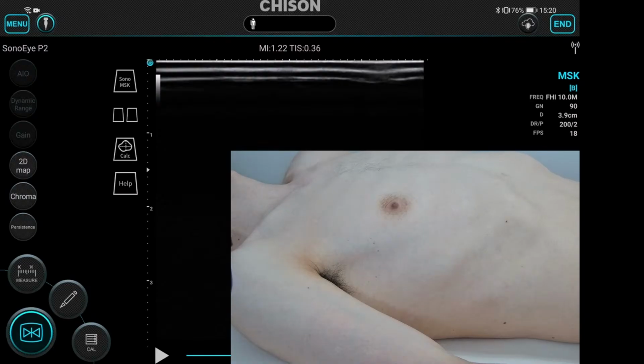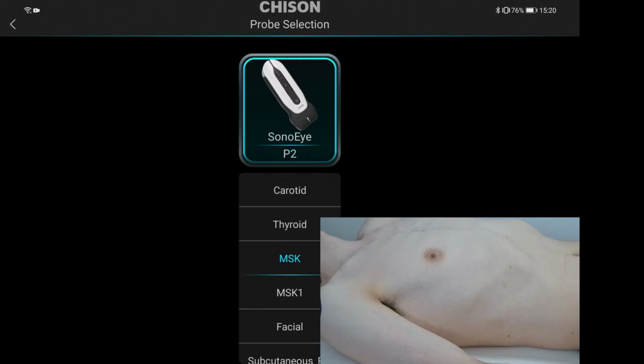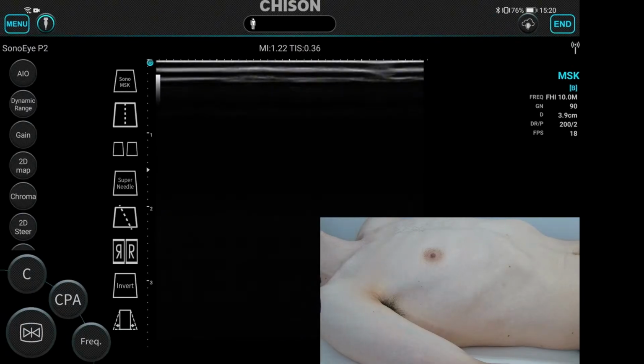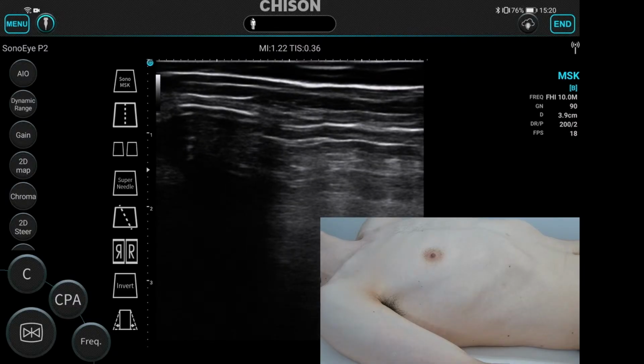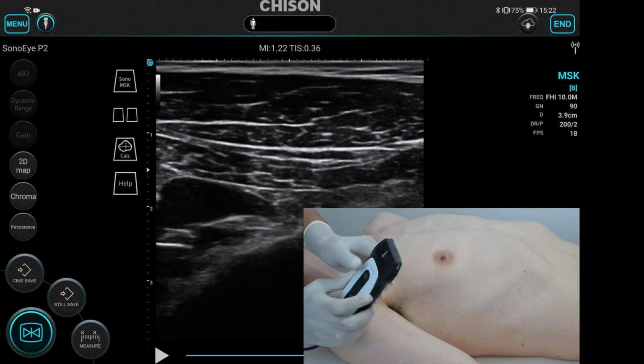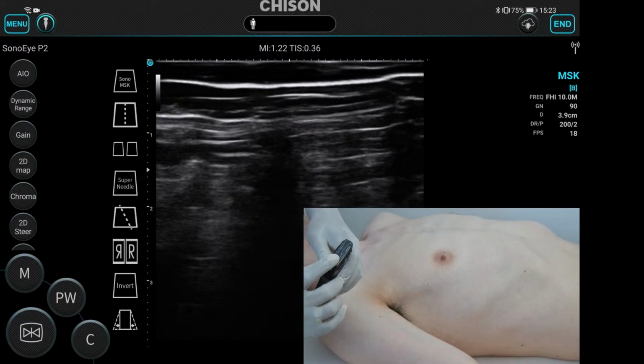So now, to begin with, the scanning. Okay, so now we are right now using the SonoEye P2. We can go over here and choose the MSK preset over here. Always use enough gel, okay, so that you can see the structures very clearly. Okay, so I'm using the P2 transducer over here. We can see, okay, we have the orientation marker. You can always tap and see the orientation marker.